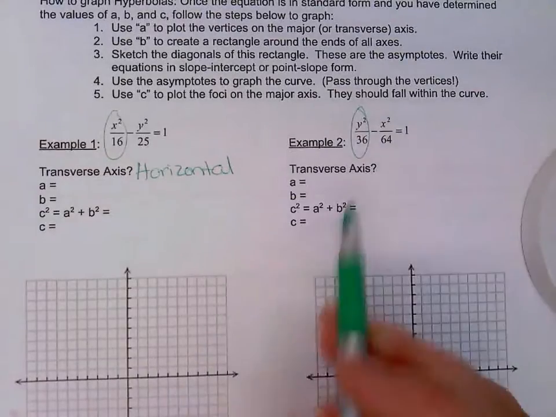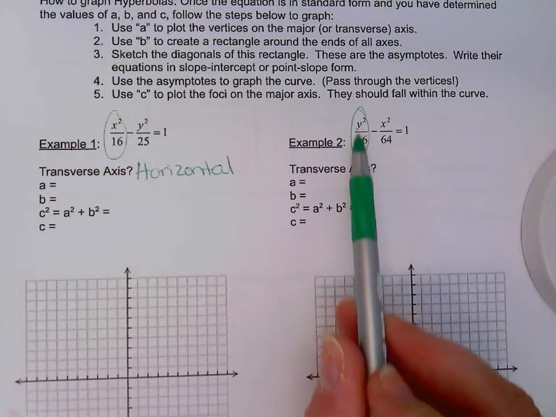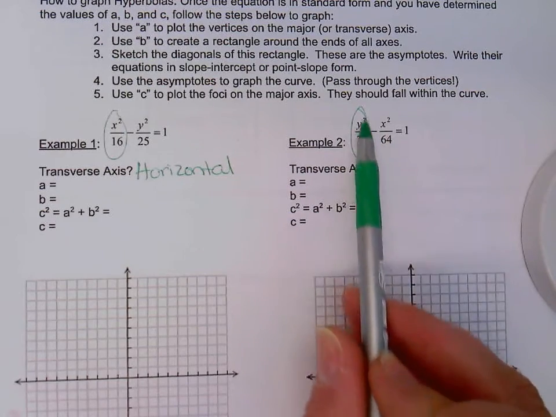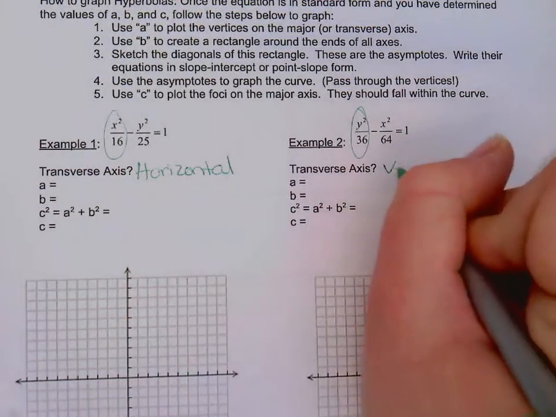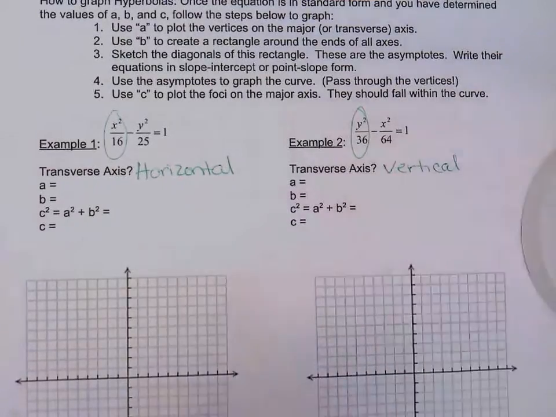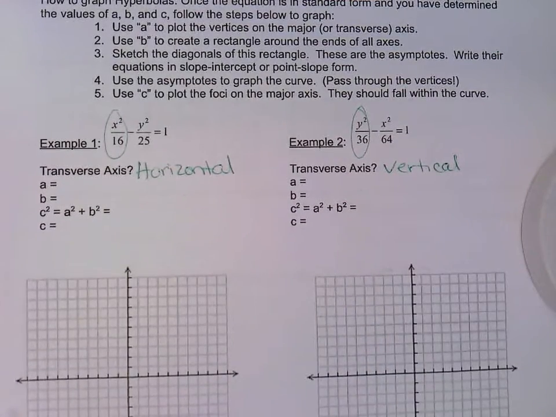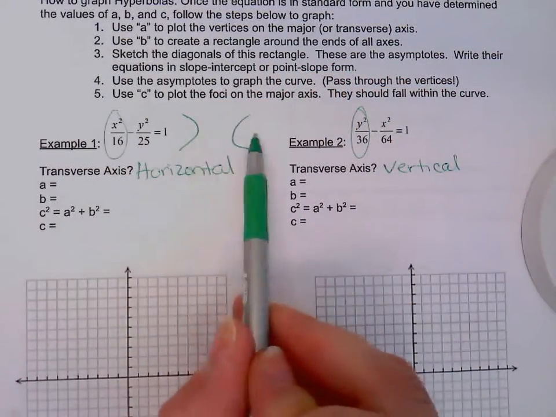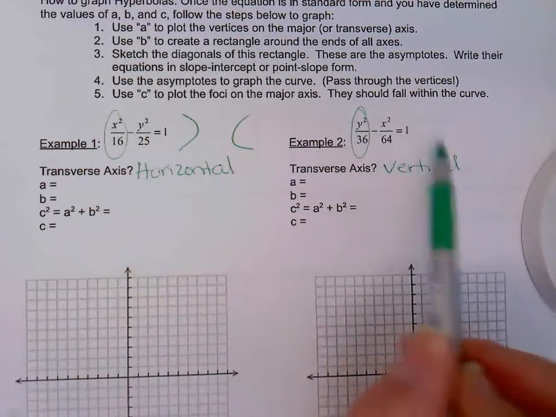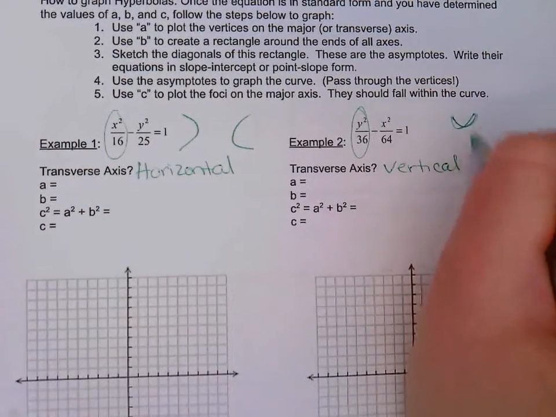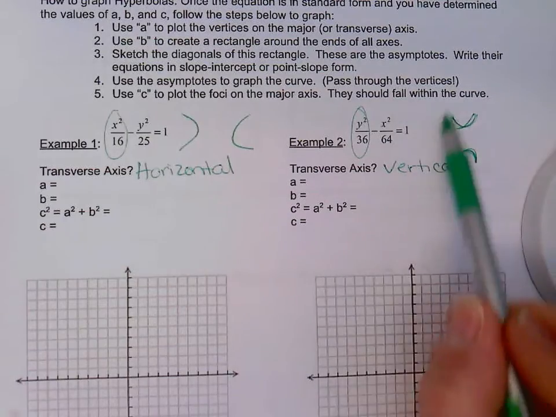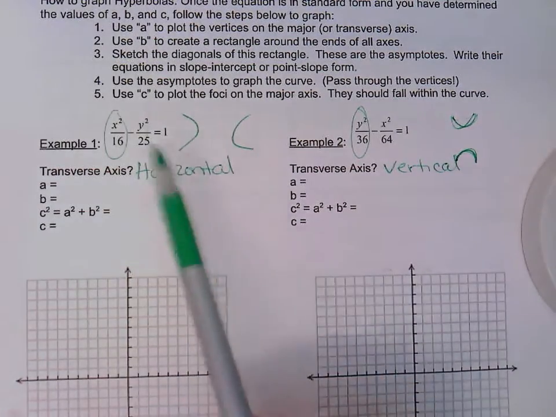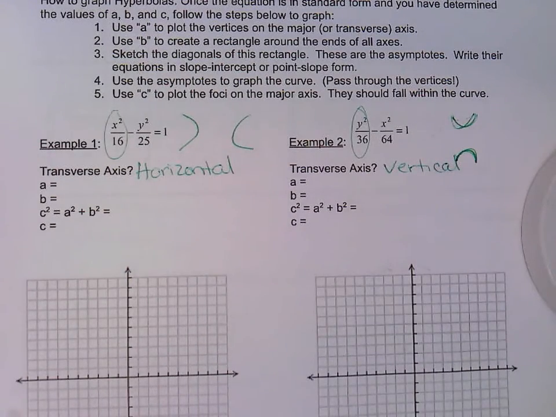So in example 2, the y squared is coming first. It doesn't matter that 64 is a bigger number over here. The y squared is coming in front of the minus sign. So this is going to have a vertical transverse axis. So the rough sketch of what this hyperbola is going to look like is it's going to open horizontally, versus in example 2, our final shape is going to open vertically. So it's going to be kind of an up and down parabola shape as opposed to side to side. So that's the first big thing to look for: what is this going to look like?